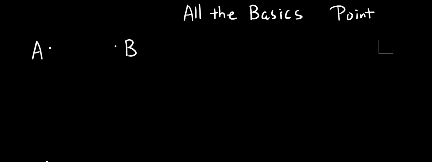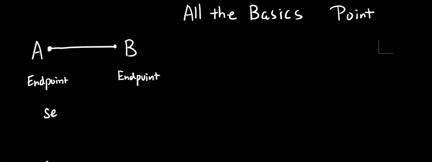All right, what if we decide to connect these 2 points? Let's connect it. Now we're going to call this point A as end point A. Call it point B, end point B. Now you have 2 end points. You get a line segment. You can also call segment AB. You can also call segment BA.